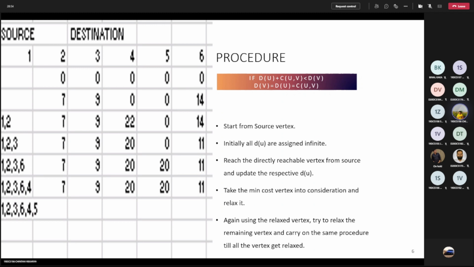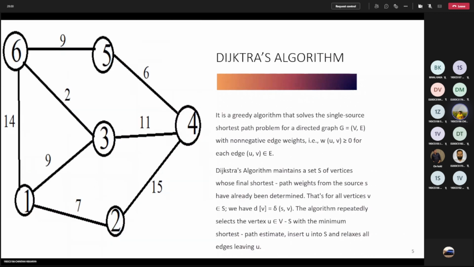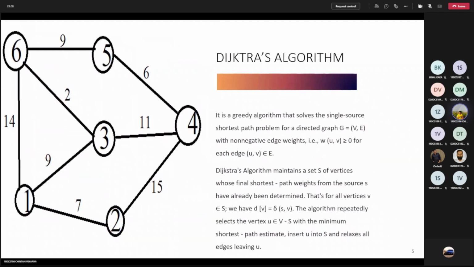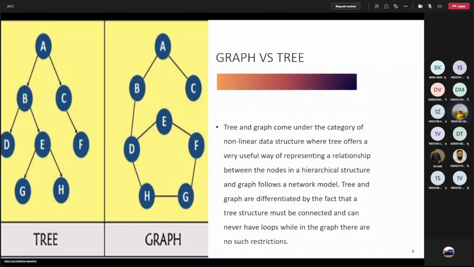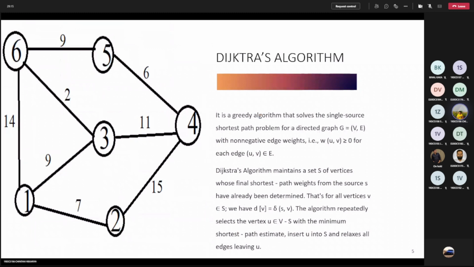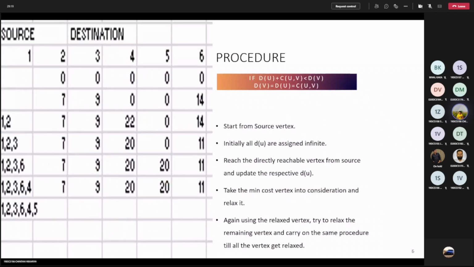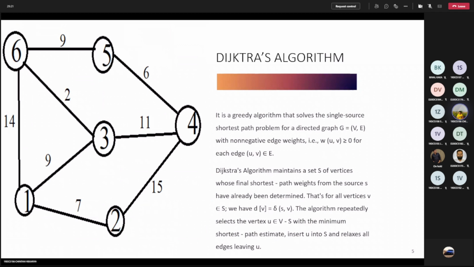Later on, we will cover all the vertices again, covering both the edges. From 1 and 2, we can reach 2 with weight 7. With 1 and 3, we can reach with weight 9. With 1 and 4, we can reach through 1 to 2 with 7 and 2 to 4 with 15. And 5 we cannot reach yet because 6 has not been relaxed yet. And 6 we can reach with 1 to 14.